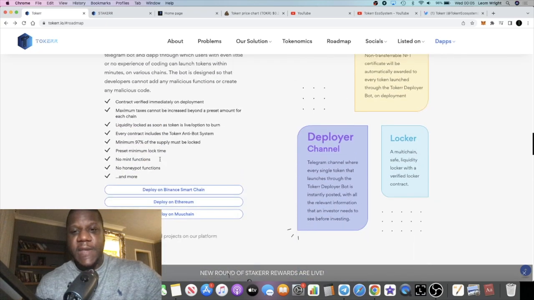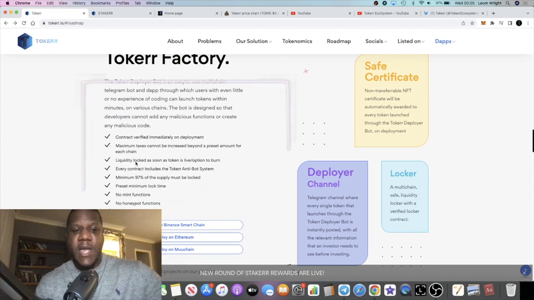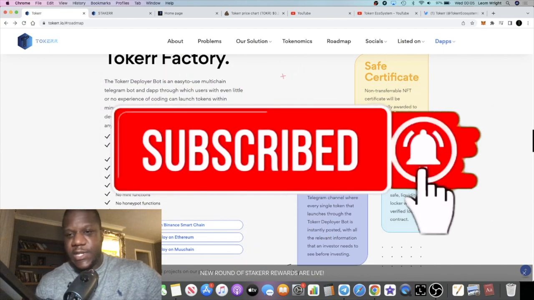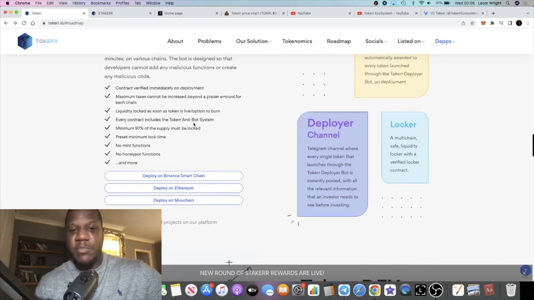Okay, guys, so if you know that somebody deployed their token through the Tokerr Factory, it's basically like a pre-audited type of product that you can take advantage of. If you're a developer, you can use that. If you are an investor, obviously that's going to give you some sort of peace of mind. So I do think that is definitely something that's needed in this space. Everyone's talking about and asking for KYCs and audits and stuff like that. This just eliminates the need for that because it's already set up basically through these bots or this deployer bot.